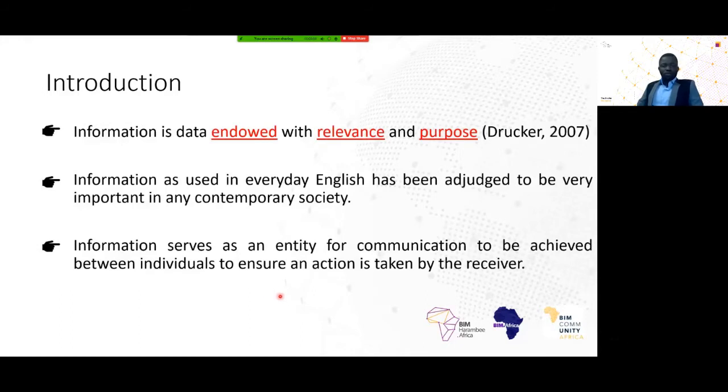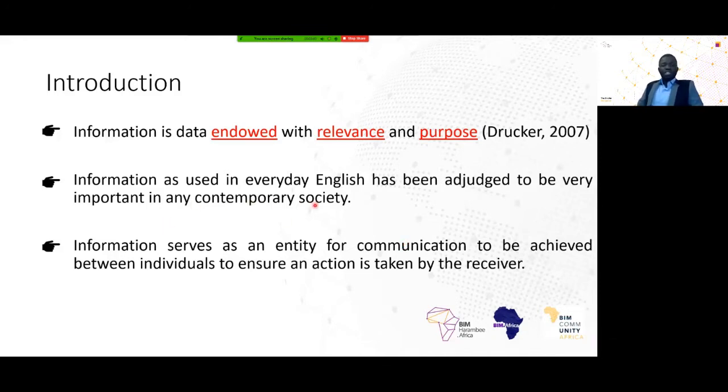By introduction, information is defined as data endowed with relevance and purpose by Drucker in 2007. This is because information is derived from the interpretation and understanding of data contextually. Decisions, emotions, expertise, judgments, and knowledge are expressed through information by individuals. And therefore, information can be said to be converted data, which certain users find usable due to its value.